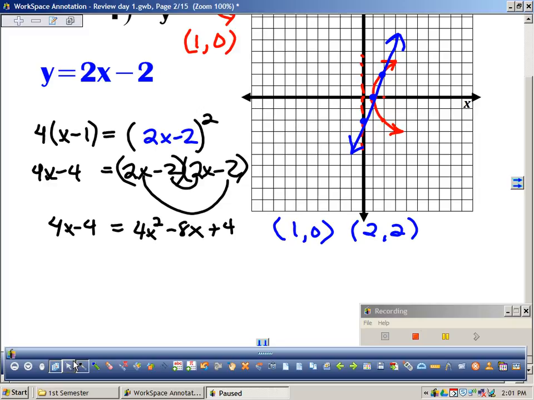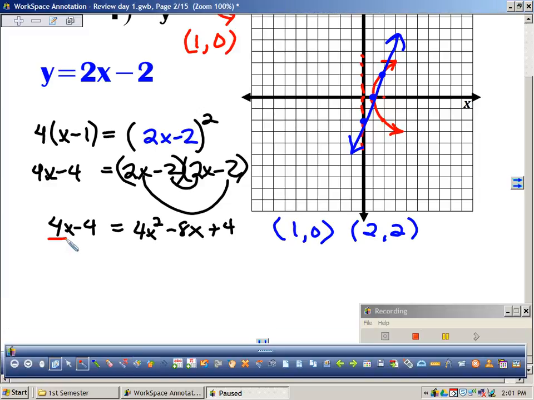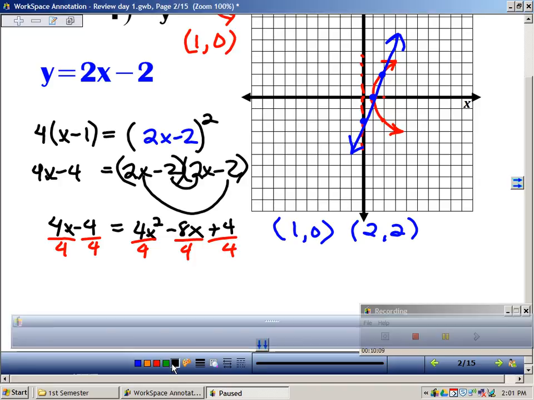Normally I'd subtract 4x and add 4, but Allison noticed that everybody has 4 in common. I could divide everybody by 4. Good job, Allison. Very impressed. Divide by 4. It made our problem a lot easier, didn't it?